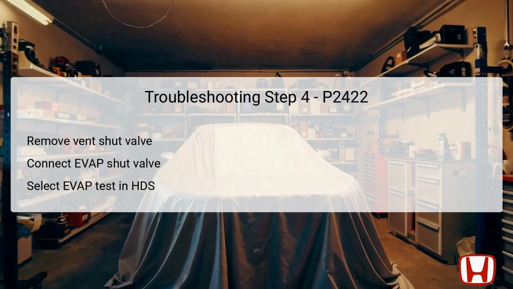During step 4, disengage the EVAP canister vent shut valve from its mounting, allowing you access to inspect its condition. It is crucial to connect the valve's 2P connector to ensure proper electrical function during testing. Next, switch the vehicle to the on mode and select the EVAP test from the HDS menu. The procedure involves manually activating the EVAP canister vent shut valve to observe its operation.